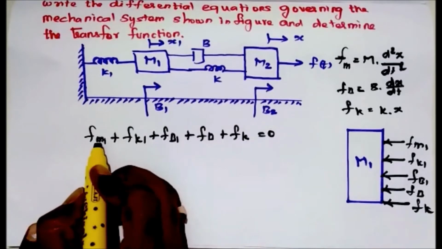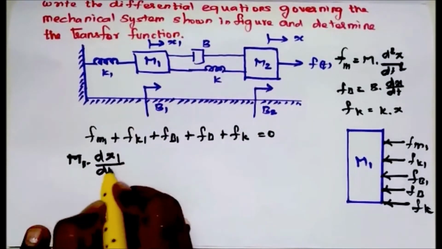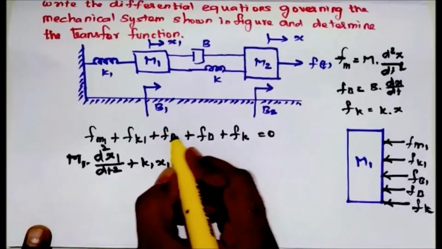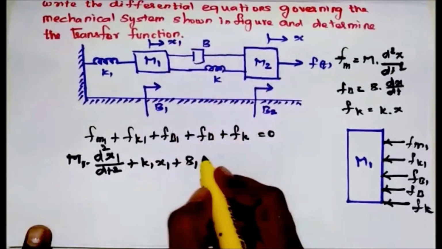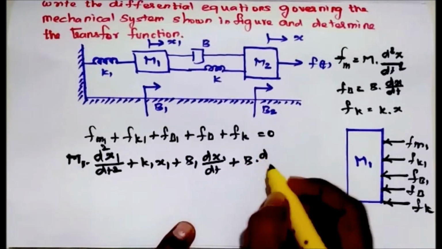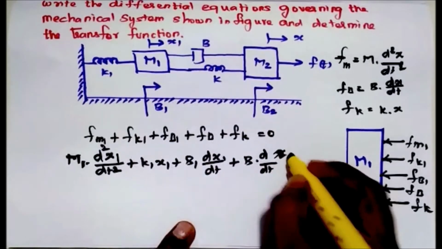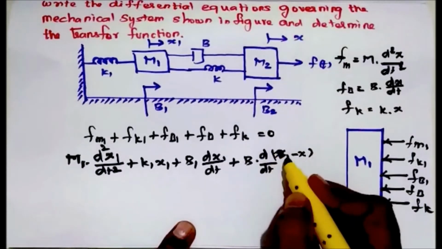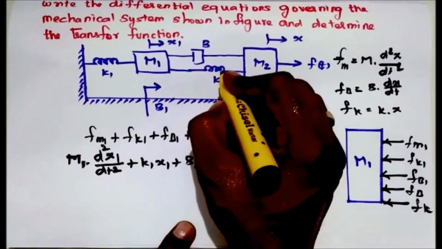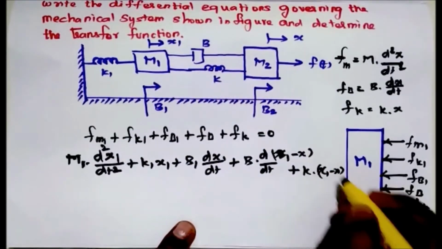We know the opposing force of mass Fm equals m1 into d square x1 divided by dt square, because its displacement is x1, plus k1 into x1, plus for Fb1, b1 into dx1 divided by dt, plus Fb for this dashpot b, which has two end displacements. Since we consider mass 1, we take this displacement first: b into d by dt of x1 minus x, then plus k into, for this spring element also with two end displacements, taking this mass as the reference, x1 minus x, equals 0.